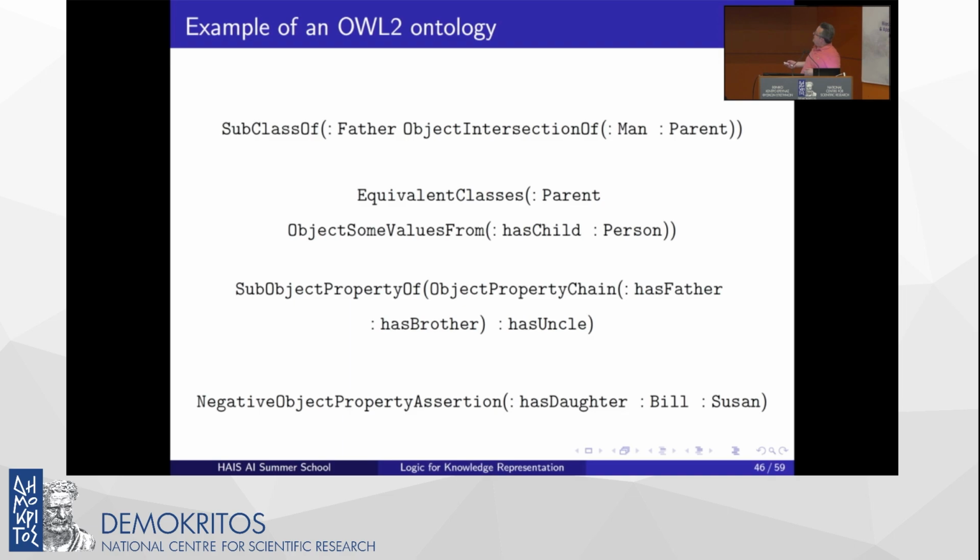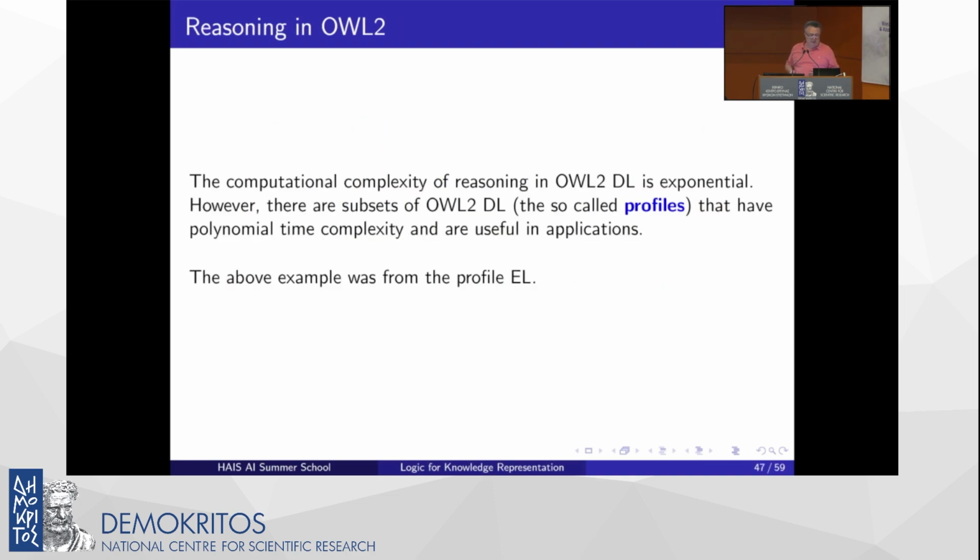Or you can have negative object assertions. You can say that Bill doesn't have daughter Susan. Okay.